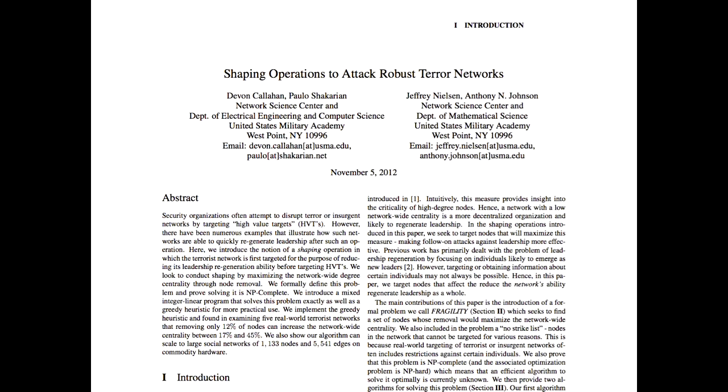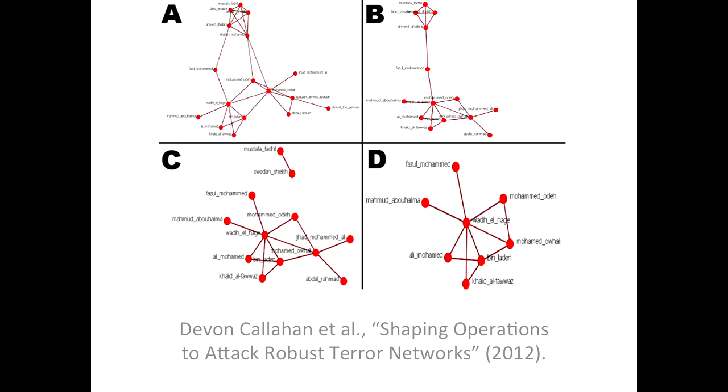Another interesting example for what I just described is this paper that came out of West Point, the Network Science Center there: shaping operations to attack robust terror networks. They use a publicly available data set, the so-called Tanzania data set, which is a graph of Al-Qaeda in 1998 in the context of the bombing of the US embassy. And what they offer is basically an algorithm that promises to automate the decisions which nodes to attack in order to shape your graph.